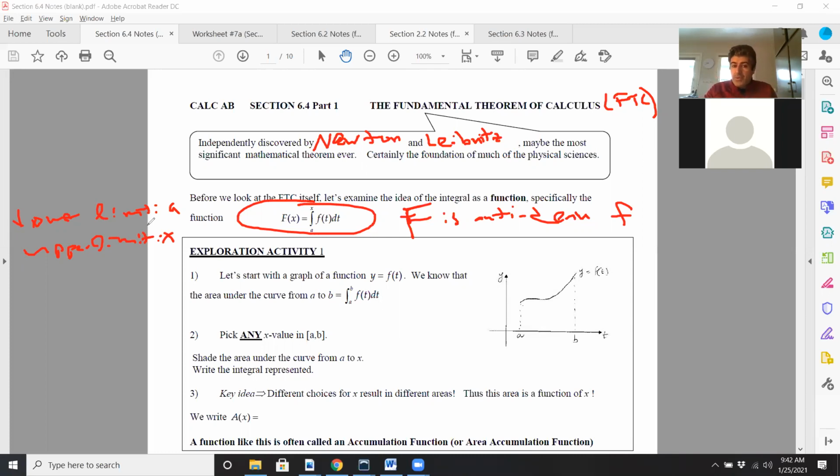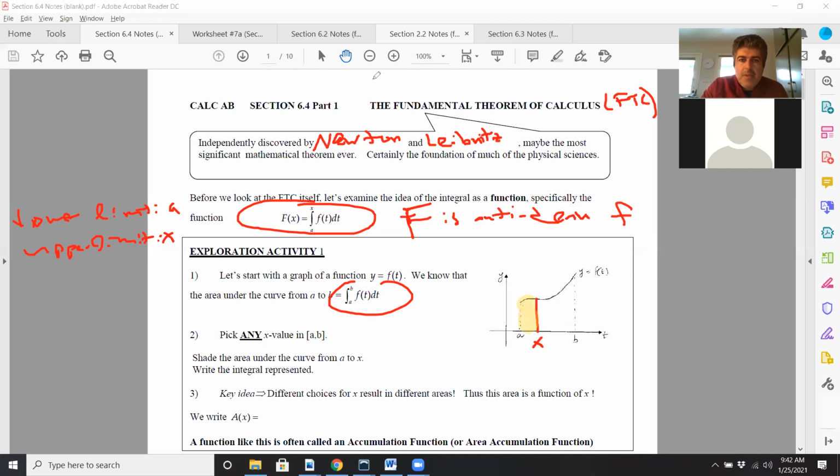Okay, we're going to do a little exploration. So let's have a general function, as you see off to the right. We know the area under the curve from A to B is that, right? So if I were to shade all this, that'll equal the area. We know this, right? But let's pick an X value in the interval from A to B. So let me erase what I just shaded. And let's pick a random X value in A to B. Let's say X is over here. And let me shade that. Let me do yellow. We'll shade that as yellow.